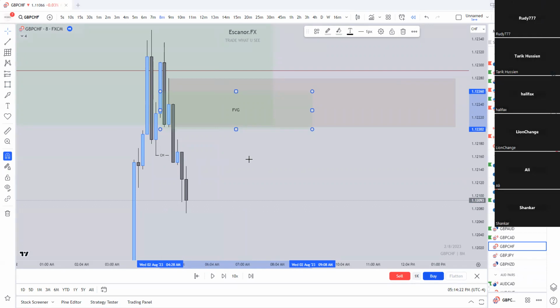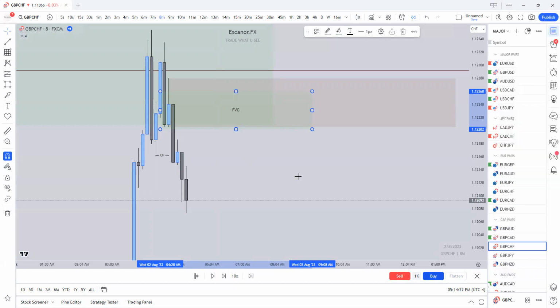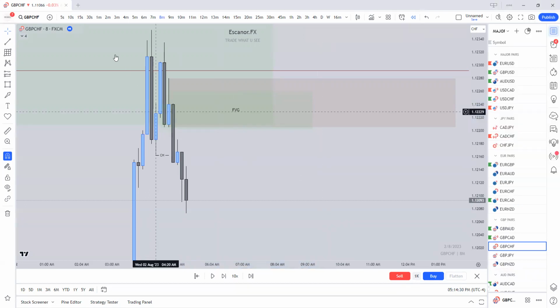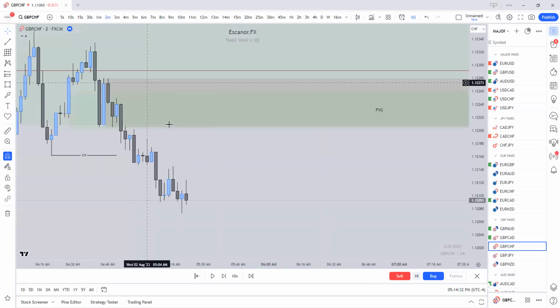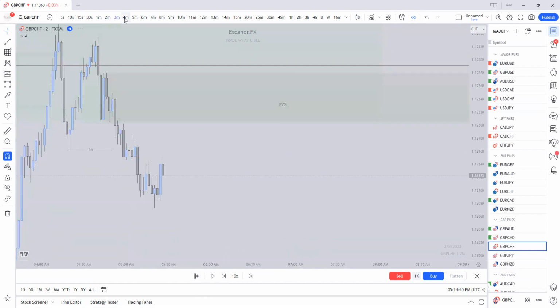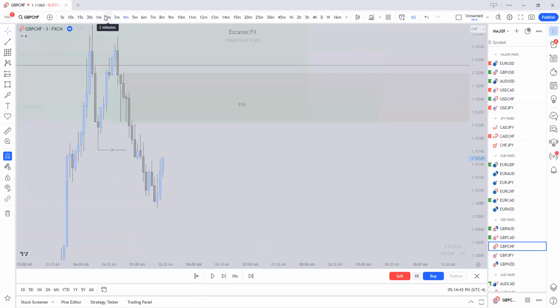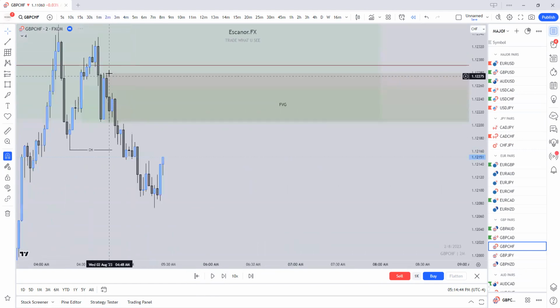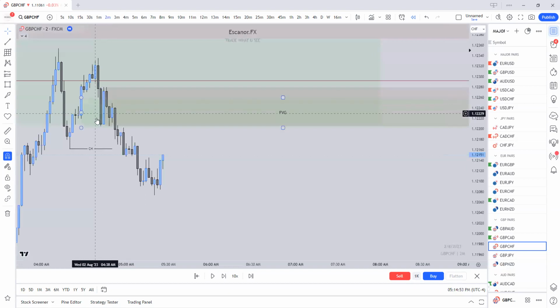Now what we need to do is add more confluences to this zone. We need some kind of liquidity resting below it. Let me show you maybe on the 4. On the 2 minutes, this one here also looks clear. It's the same on the 8 minutes. So this one here is clear and much better.